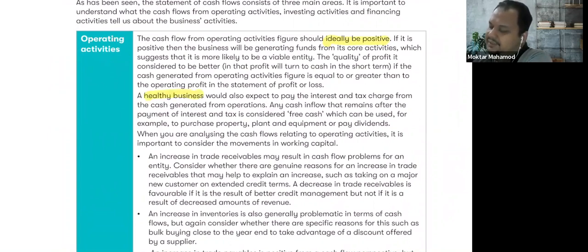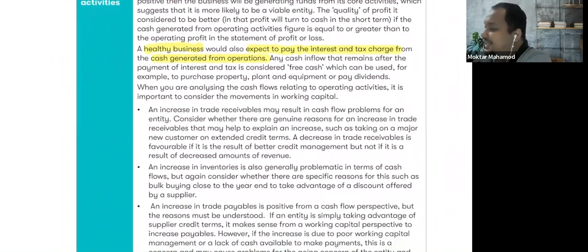And then a healthy business will expect to pay interest and tax charge from the cash generated from operation. Maksudnya, you jangan ingat tax asset, tax recoverable tu, no, tax asset bagus. Sebab tax asset tu sebenarnya from tax credit. Tax credit tu from business loss. So company tu just not good in terms of the performance.